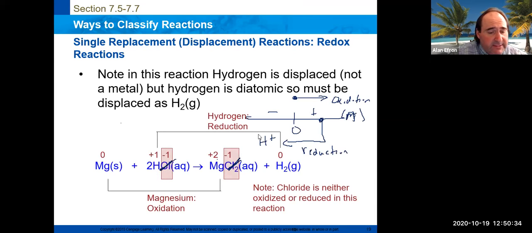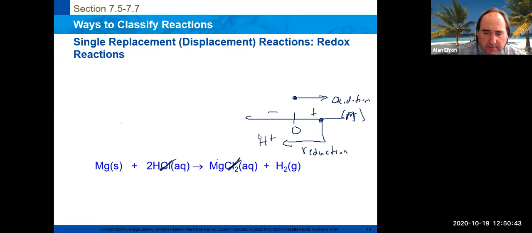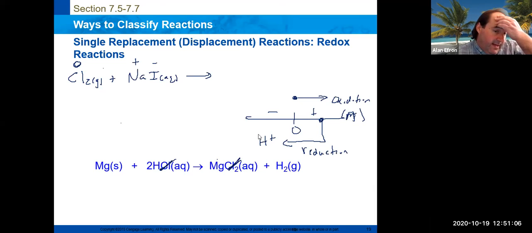So again, these are single replacement reactions. Just to show you a non-metal one, let me find somewhere I can scribble here. So for example, let's say we took chlorine plus, say, sodium iodide. Again, here the chlorine is 0. This is an ionic compound, which is a positive negative guy.